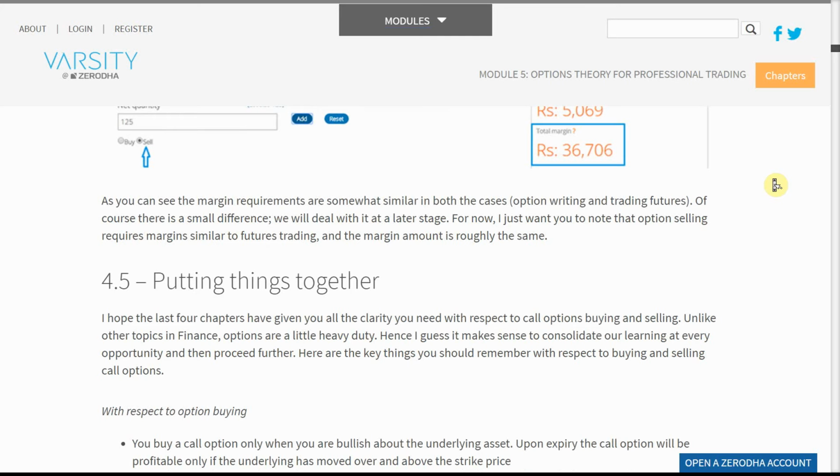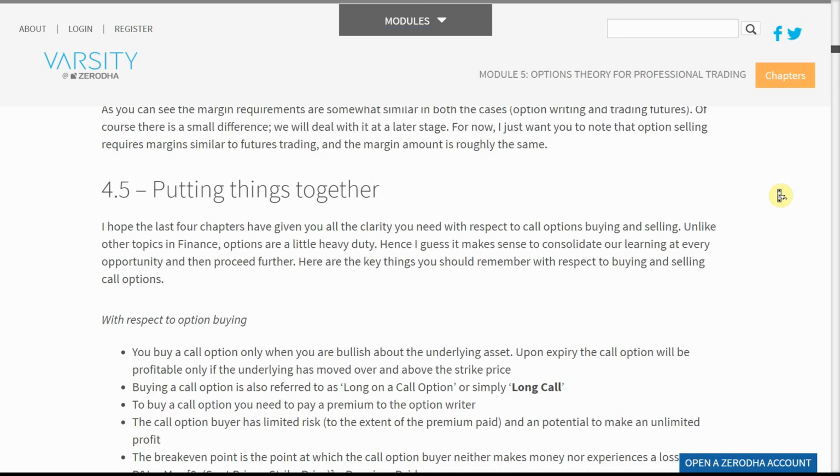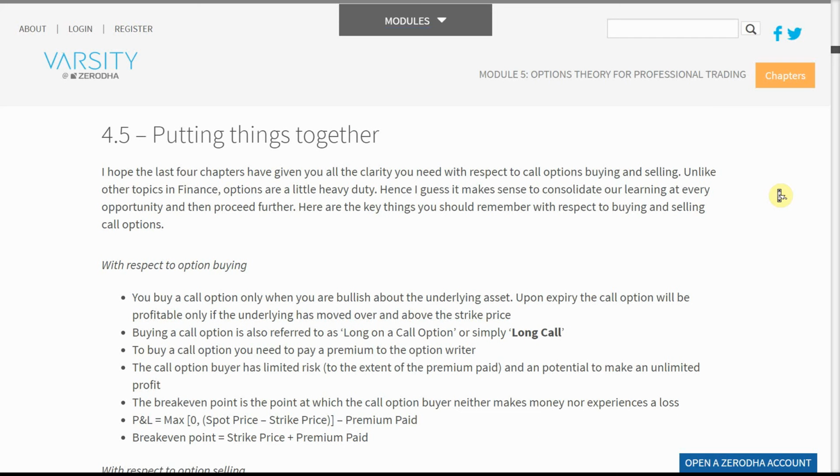4.5 Putting things together. I hope the last 4 chapters have given you all the clarity you need with respect to call options, buying and selling. Unlike other topics in finance, options are a little heavy-duty. Hence, I guess it makes sense to consolidate our learning at every opportunity and then proceed further.